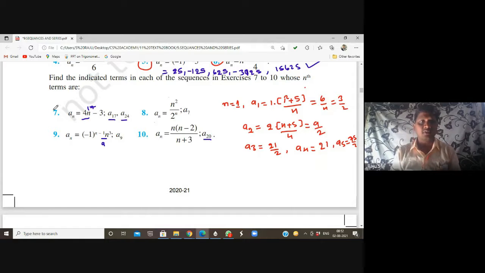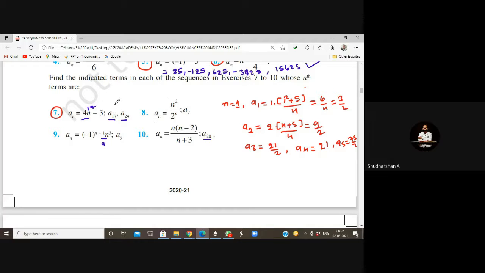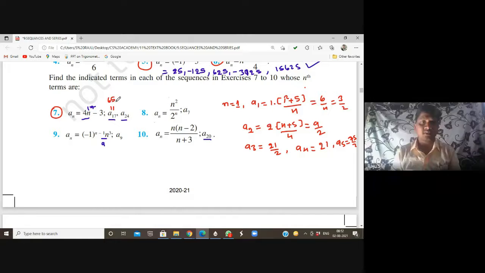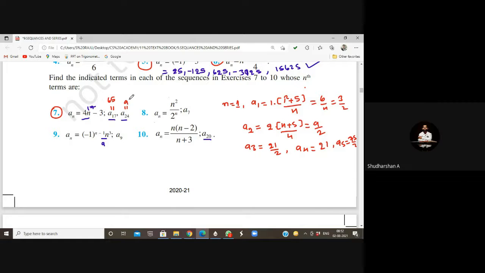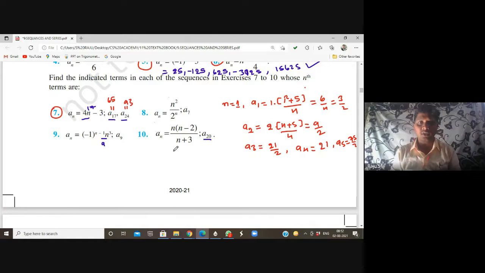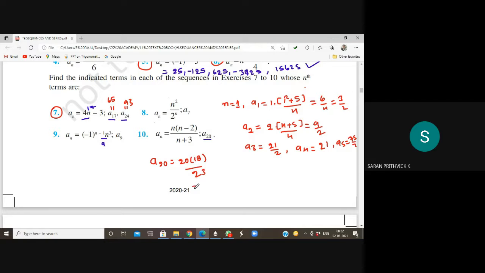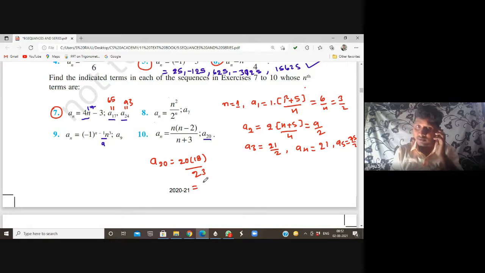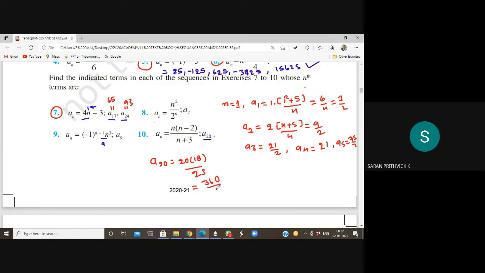So 7th question. What is the answer? 93, sir. Right. So what is question number 10? A20. Replace n by 20. 20 into 20 minus 2, that is 18 by 23. 360 by 23.